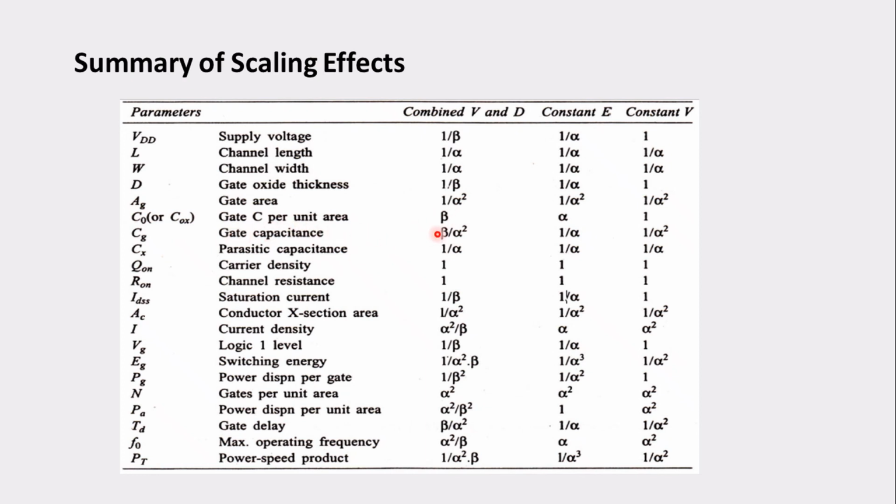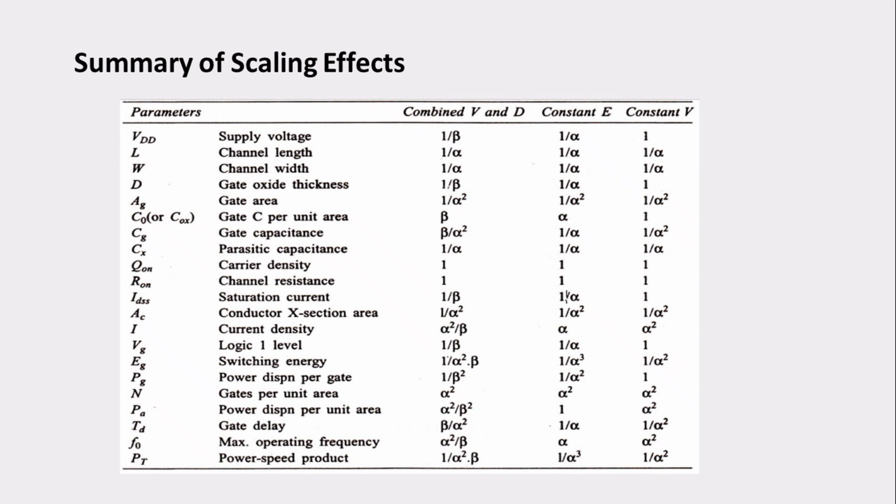Gate capacitance is beta by alpha square, carrier density is 1, channel resistance is 1, saturation current is 1 by beta, current density is alpha square by beta, power dissipation per unit area is alpha square by beta square, and power speed product is 1 by alpha square into beta. So these are the things we should consider when we are scaling down.